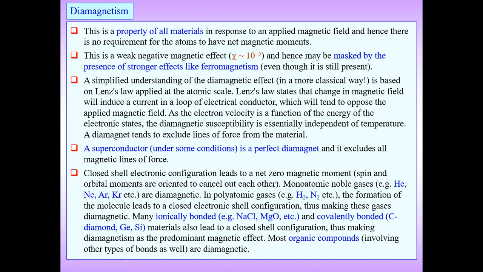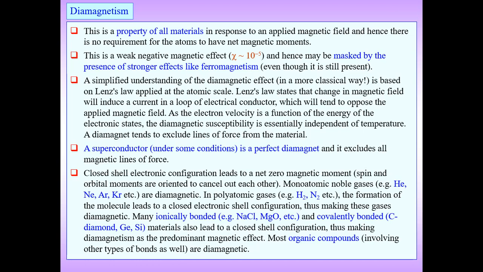A simplified understanding of the diamagnetic effect is based on Lenz's law applied at the atomic scale. Lenz's law states that a change in a magnetic field will induce a current in a loop of electric conductor, which tends to oppose the applied magnetic field. As the electron velocity is a function of the energy of the electronic states, the diamagnetic susceptibility is essentially independent of temperature, and a diamagnet tends to exclude lines of force from the material.